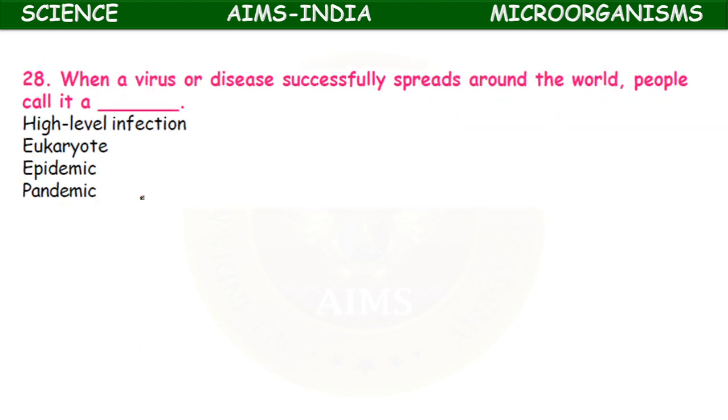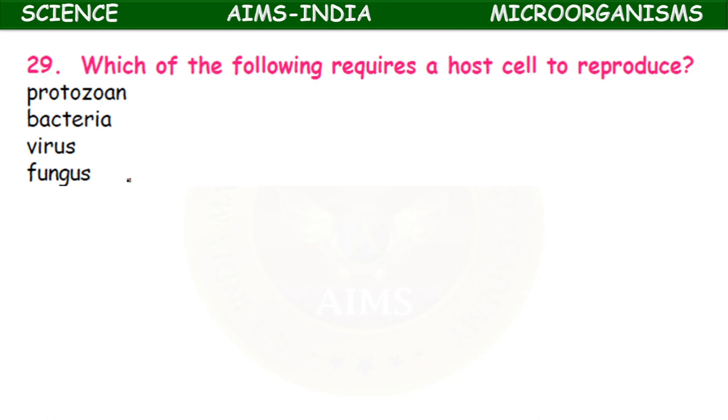Next, when a virus or disease successfully spreads around the world, people call it a high level infection, eukaryote, epidemic, or pandemic. Okay, it is a pandemic. Corona, pandemic. Which of the following requires a host cell to reproduce? Protozoan, bacteria, virus, fungus. It is the virus which requires a host cell. The remaining all can reproduce on their own.